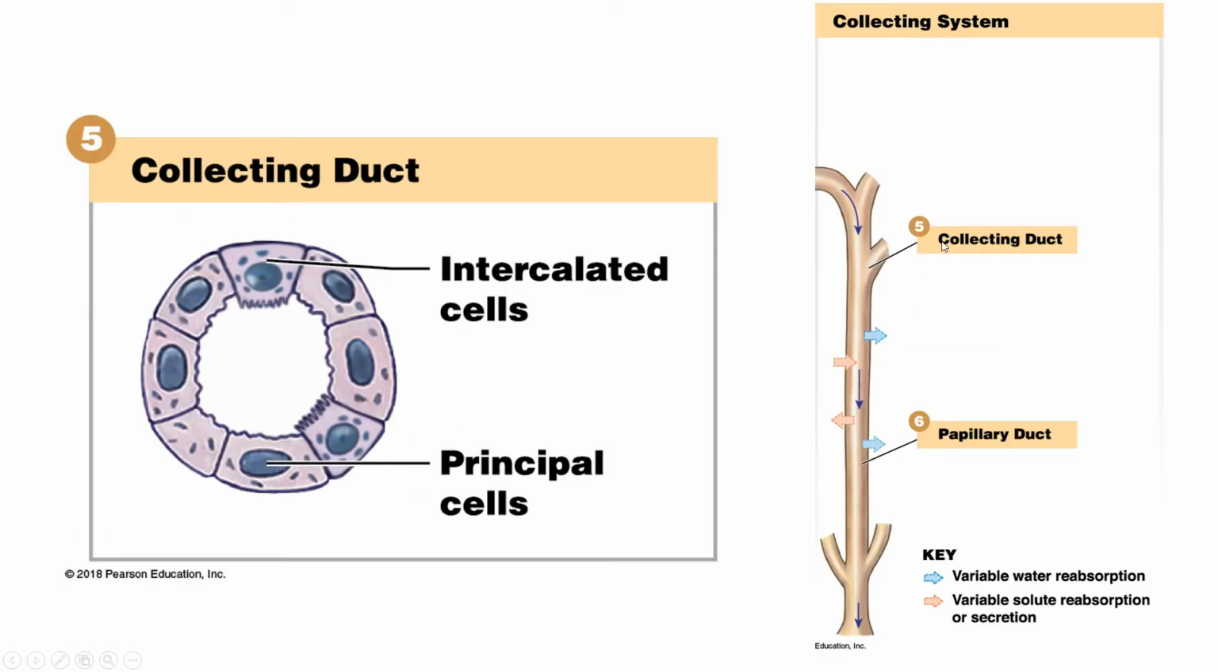The next thing we're going to talk about is the collecting system, which is a series of functionally and structurally distinct tubules that's going to consist of the collecting ducts. And of course, you have the papillary ducts that's going to be in the medulla. These are going to be modified. They're going to mainly allow for filtrate to pass, and this is going to be dependent on specific signals.